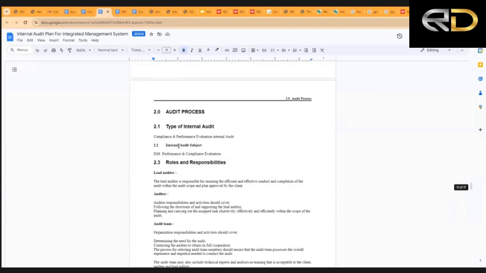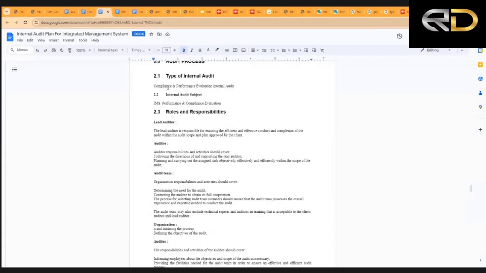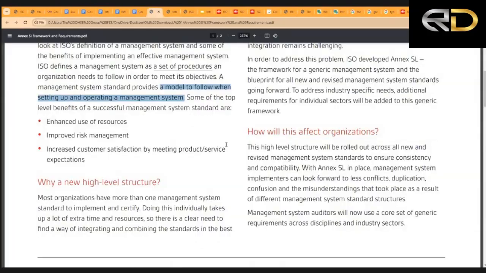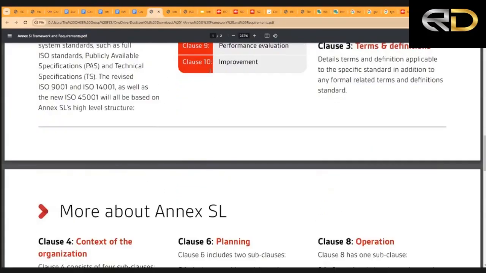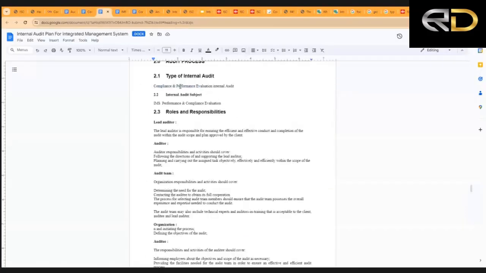And then after that, now you go to the second section, and then you describe the audit process. What exactly is going to be this type? Of course, this is compliance and performance evaluation audit. Compliance, basically, we are looking because we've got a set of requirements, isn't it? And then also performance evaluation, basically evaluating the capability to achieve those intended outcomes.